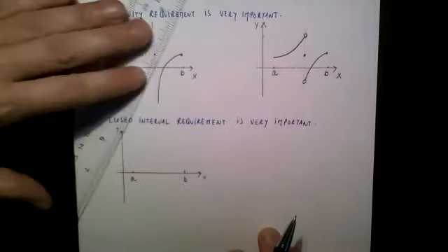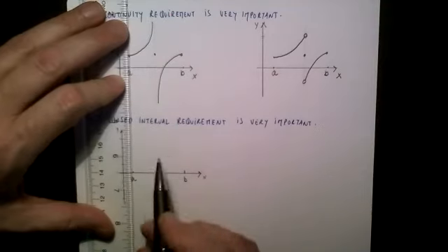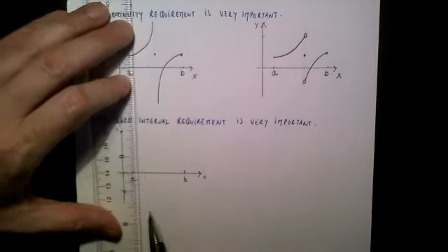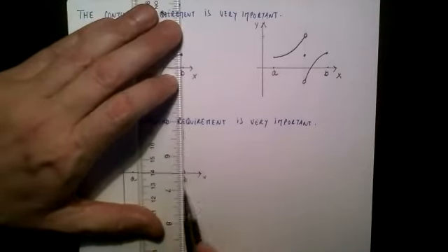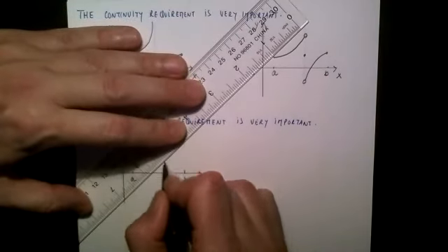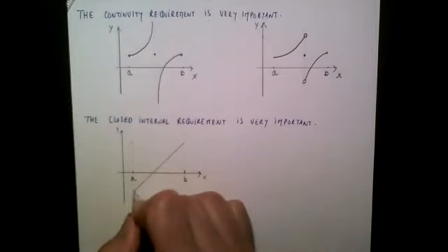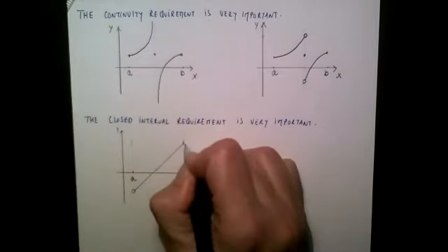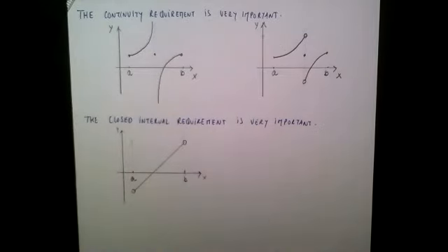Okay, you don't have much time, so I will just do it for you. A simple one will be just a function like this, not including here, not including there. So the function is continuous, but as you see, there's no minimum and there's no maximum. Do you understand this?